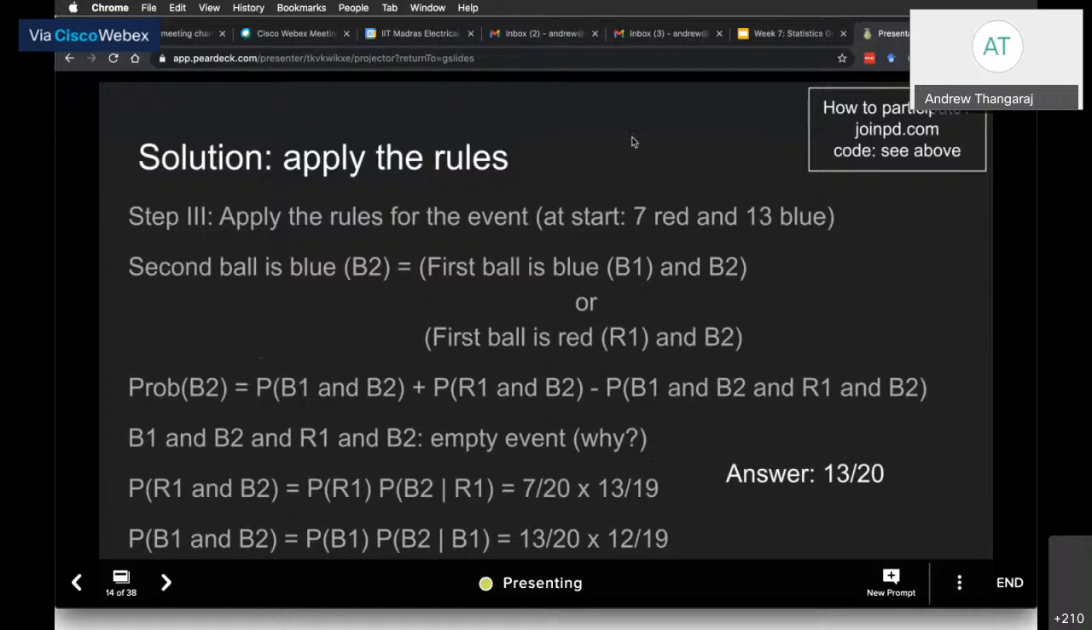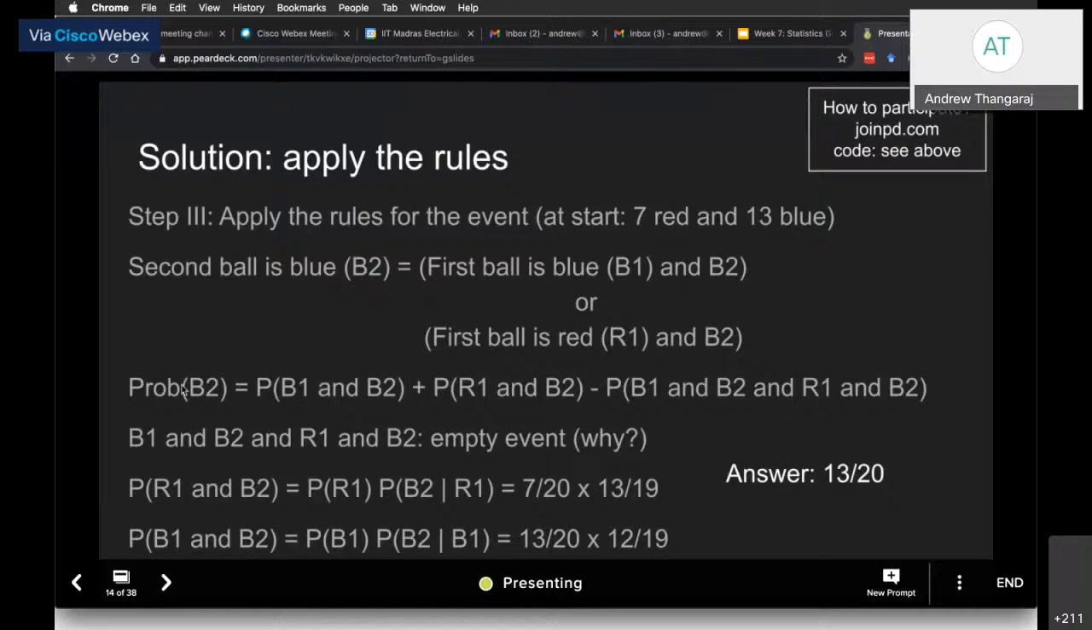Okay, we're going to apply the rule. At the beginning, we had 7 red and 13 blue balls, right? This is what was there in the urn in the beginning. We wrote this event B2, which is second ball is blue, as first ball is blue and second ball is blue, or first ball is red and second ball is blue. So this is how we wrote out this event. Okay, B2 became B1 and B2, or R1 and B2. Is it okay? You saw this.